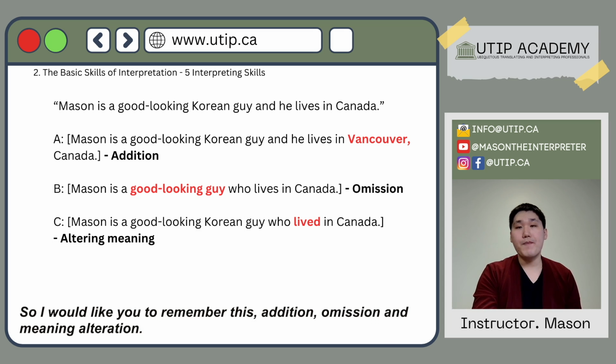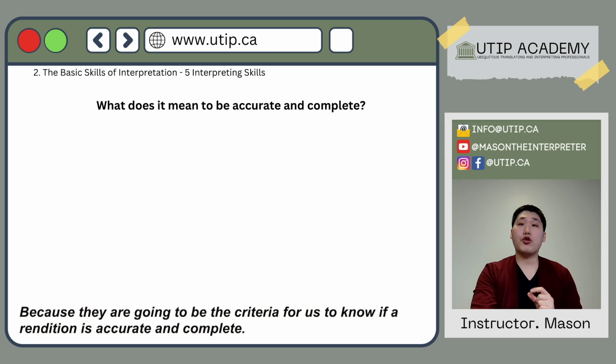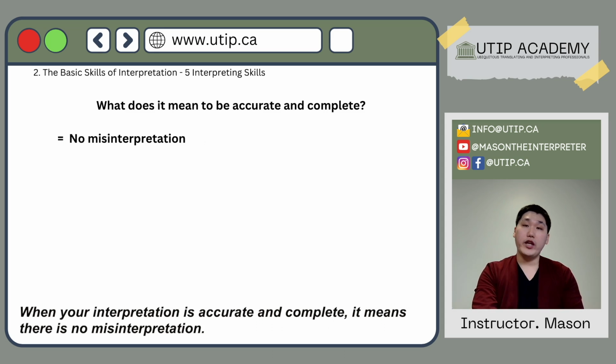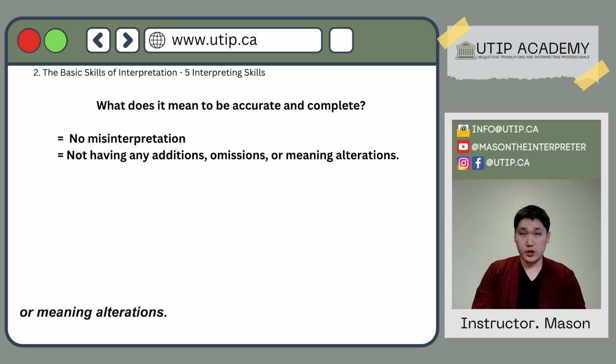So I would like you to remember this: addition, omission, and meaning alteration, because they are going to be the criteria for us to know if a rendition is accurate and complete. When your interpretation is accurate and complete, it means there is no misinterpretation. When we say there is no misinterpretation, that means your rendition is free of any additions, omissions, or meaning alterations.